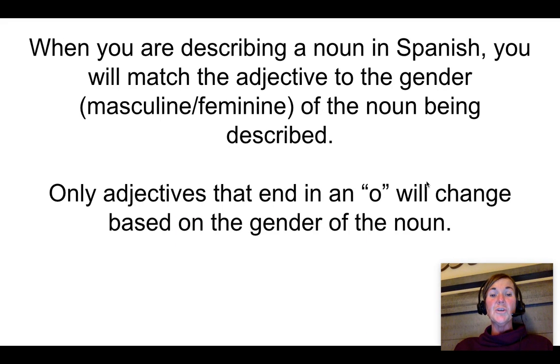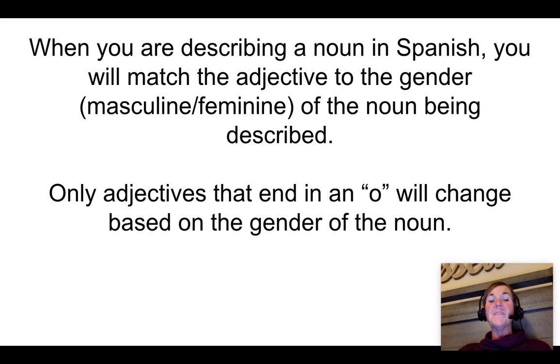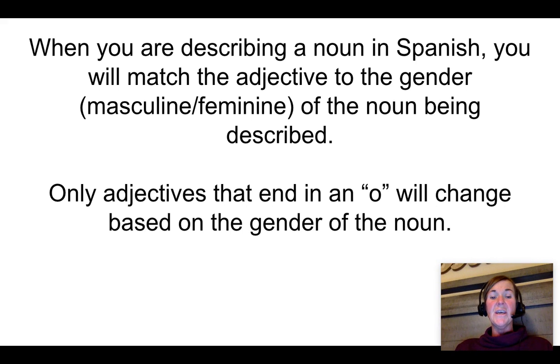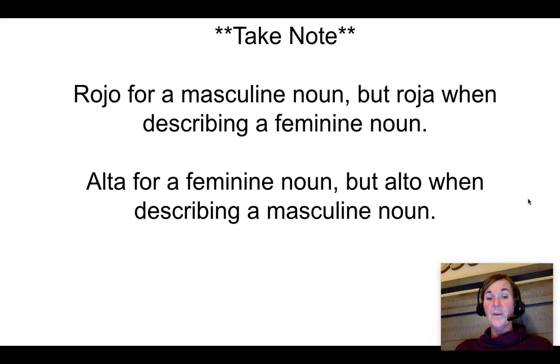So when you are describing a noun in Spanish, you're going to match the adjective to the gender, whether it's masculine or feminine, of the noun being described. But this only applies for a change if that adjective ends in an O. So only adjectives that end in O are going to change based on the gender of the noun. So take note, rojo for a masculine noun, but roja when describing a feminine noun. So usually when we think of the color red in Spanish, we think of rojo. And that's going to be true if we're describing a masculine noun with rojo. But if we're describing a feminine noun, that O is going to change to an A and become roja.